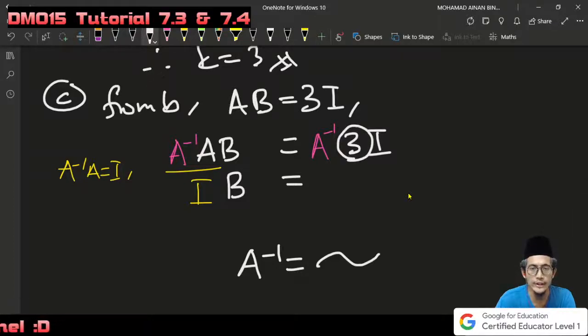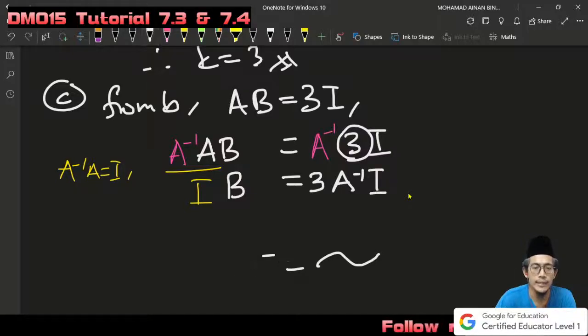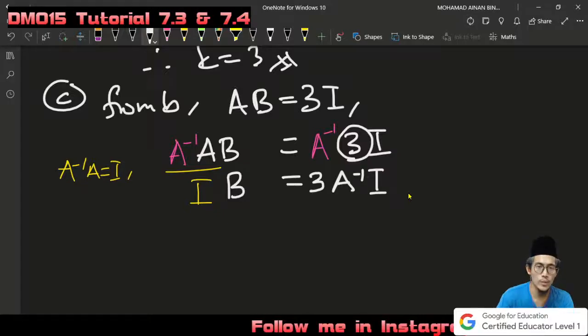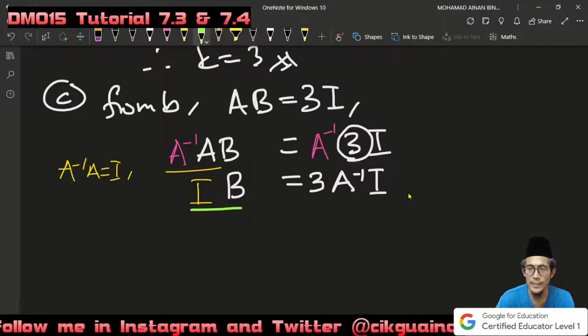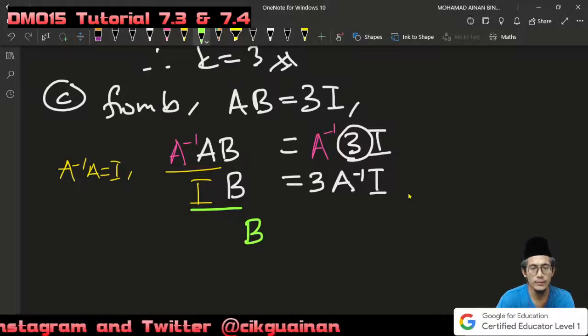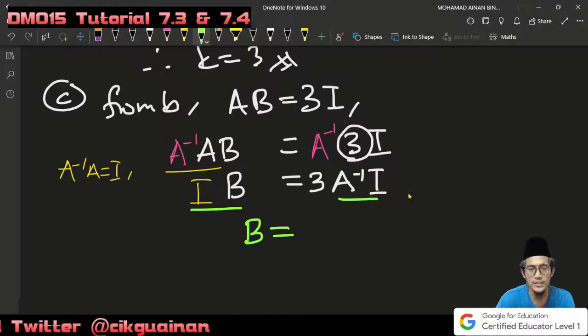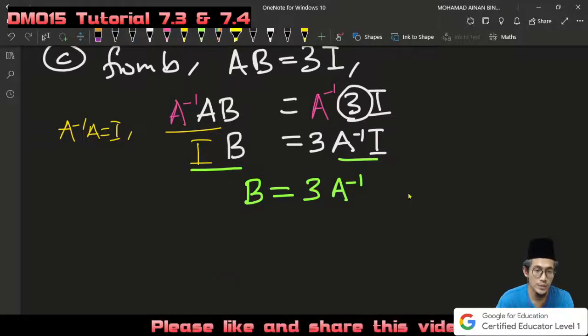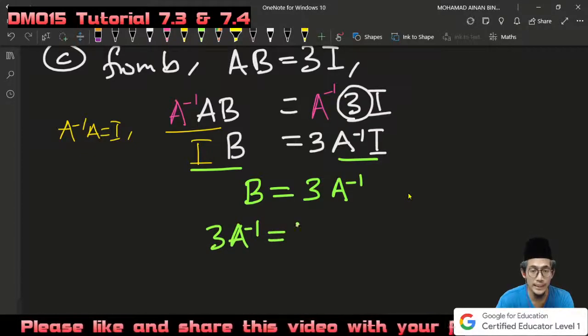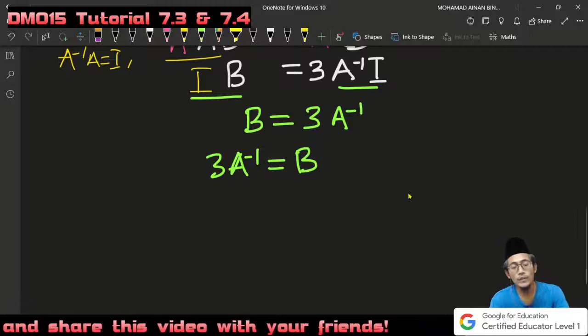Look over here. 3 is a constant. Constant can put in front. So 3 A inverse multiplied by identity. Now next one. What is the process? Now you see identity multiplied by B is B. And then A inverse multiplied by identity is the matrix itself. Macam ni jugalah, serupa, seragam. Now, we want A inverse, so we need to put the A inverse on the left hand side. So 3A inverse, kita tulis balik aja. Macam ni.